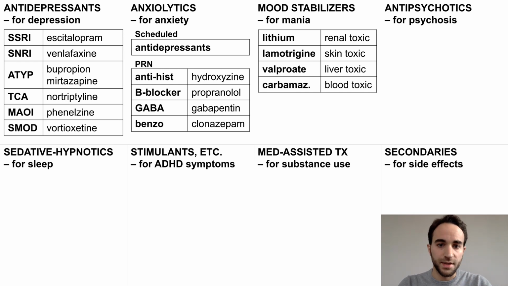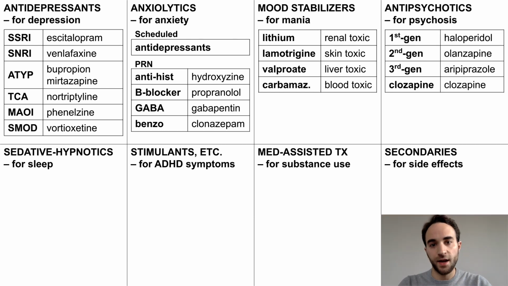Next are the mood stabilizers, the most common of which are lithium, lamotrigine, valproate, and carbamazepine. There are many nuances to using each of these medications, which goes beyond the scope of this talk. However, one simple way to distinguish them is based on their distinct toxicity profiles. For example, lithium is toxic to the kidneys, lamotrigine to the skin, which refers to the risk for rash and Stevens-Johnson syndrome, valproate to the liver, and carbamazepine to the blood, which refers to the risk for agranulocytosis.